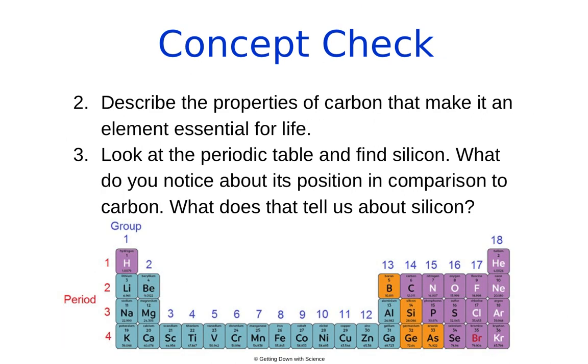299. So to check our higher level thinking here, see if you can describe the properties of carbon that make it essential to life. Like, can you list some descriptive properties that make carbon the success story of all living things on Earth? And then look at the periodic table and see if you can find silicon. It's element number 14. What do you notice about its position in comparison to carbon? What do you think that says about silicon?